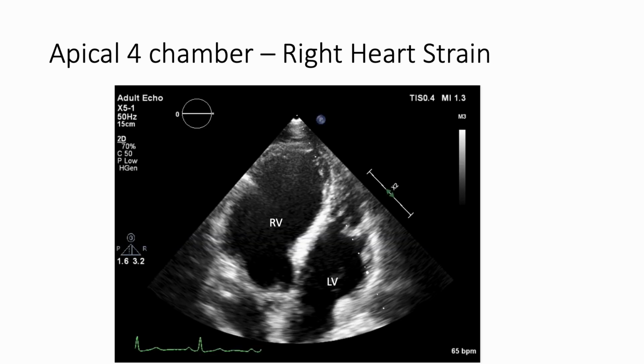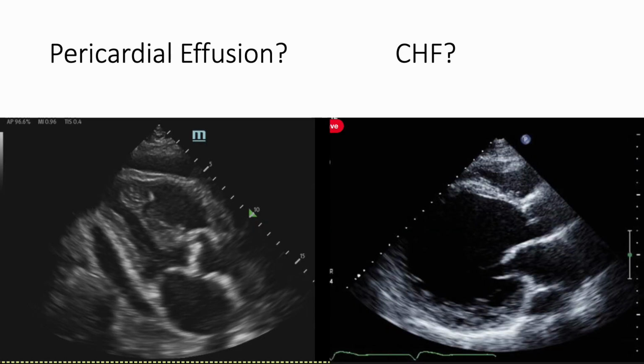This is what right heart strain looks like. You can see, compared to the last picture, how dilated and bulging the right ventricle is, kind of compressing the left ventricle. So, back to my case.